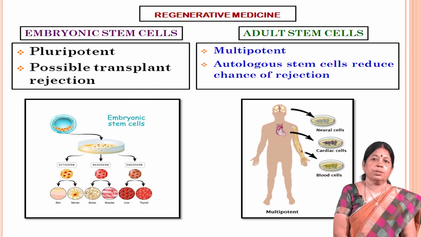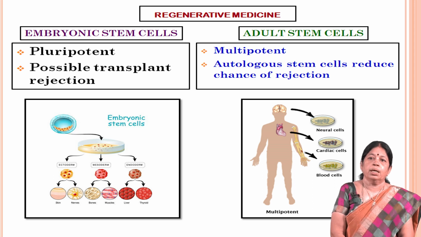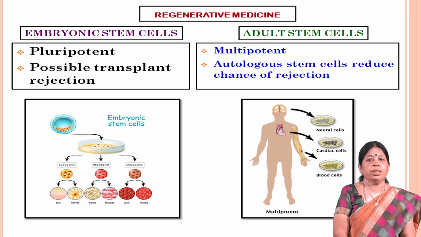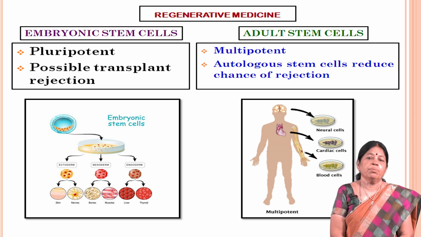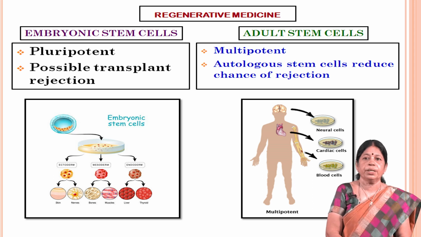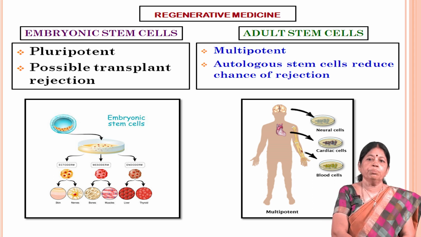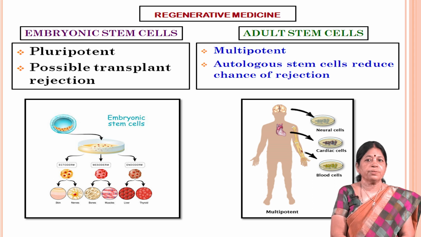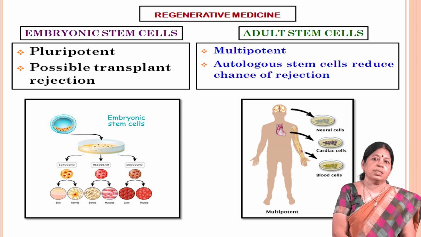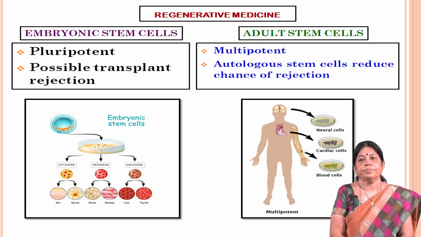Embryonic stem cells, I told you, are pluripotent, and possible transplant rejection may occur, because during organ transplantation what is happening, they are suppressing our immune system, isn't it? Otherwise there will be high rejection. So because of suppression of the immune system, sometimes a side effect or adverse effect may occur.